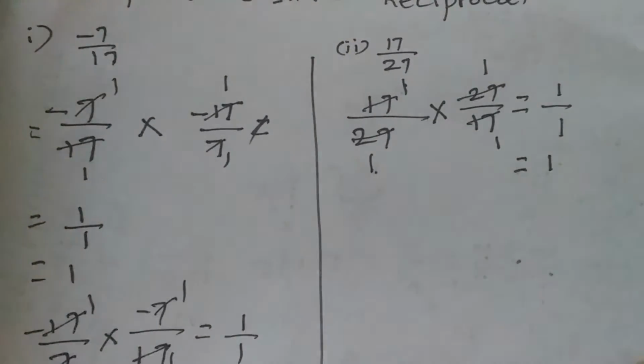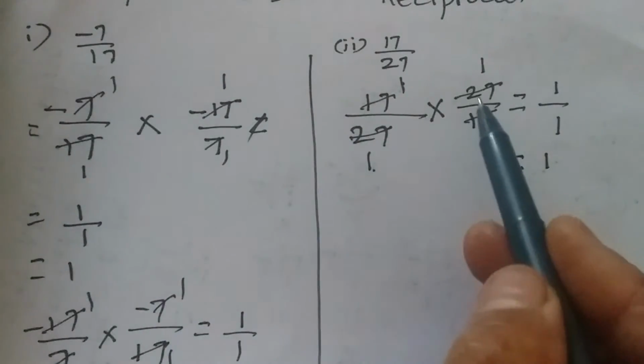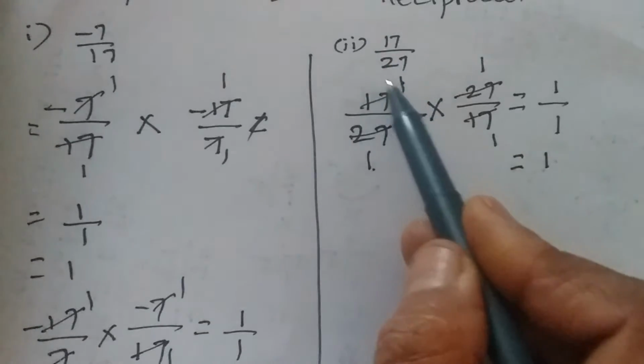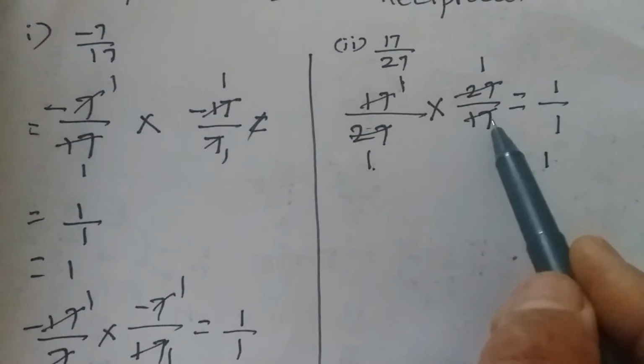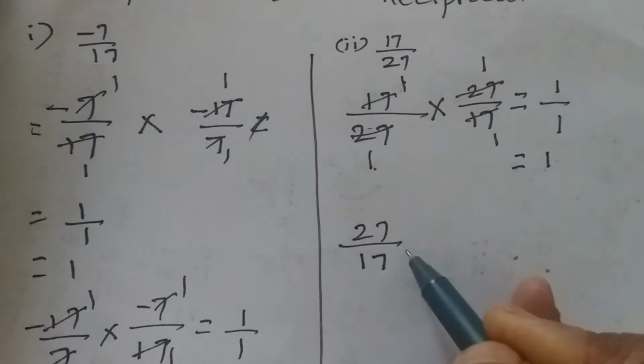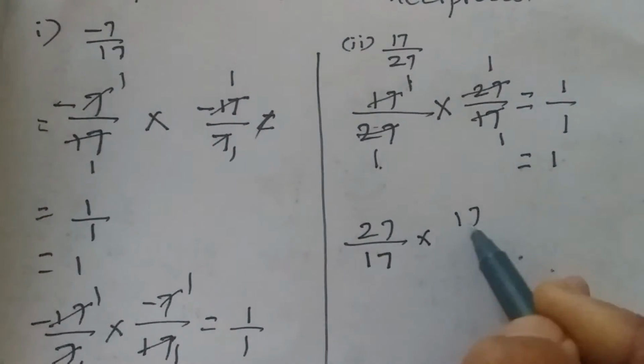And what is the next? How to write the second way of checking? Multiplicative inverse and the given number. So what is the multiplicative inverse? Just change the order of the first one. 27 by 17 is the multiplicative inverse of 17 by 27. Multiplicative inverse into the given number 17 by 27.